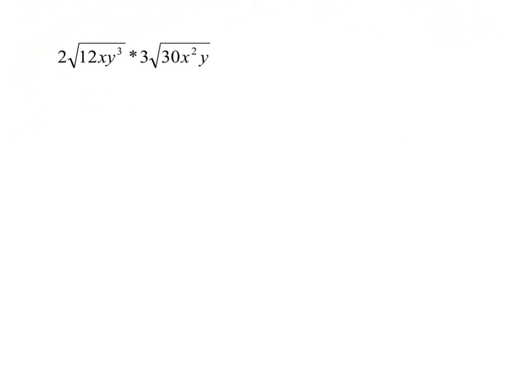Okay, a couple more. So the next one, we have 12 times radical 12xy cubed times 3 radical 30x squared y with these square roots. So if I multiply them, I can multiply the radicals, but I can also just multiply these numbers out in front, which are 6. 12 times 30 is 360. I have x and x squared, so I add the exponents, I get x cubed. y cubed and y to the first is y to the 4th. So I have this big radical that I have to simplify.